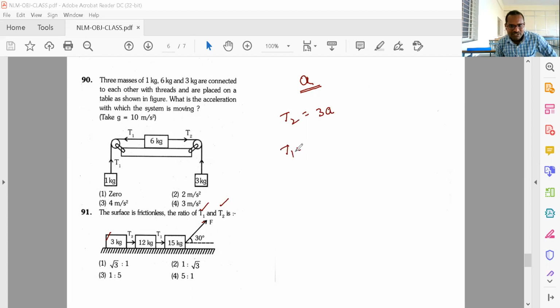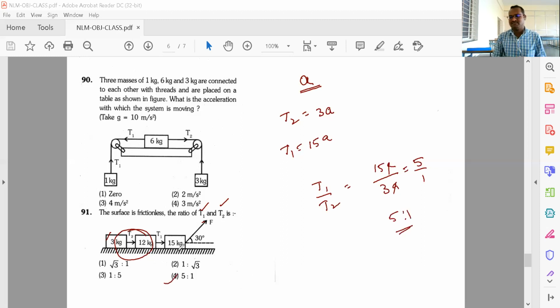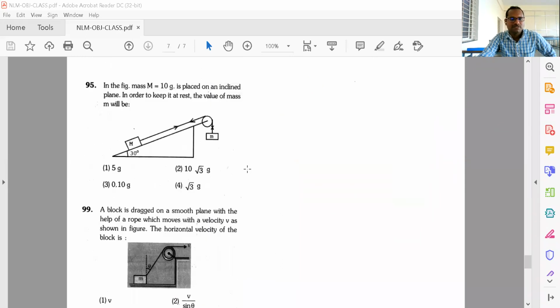And tension T1 is due to what? Due to both these blocks. 3 plus 12 kg is 15 kg into acceleration. To take the ratio between T1 and T2, how much? T1 is 15A, T2 is 3A, A cancels, it is 5 by 1. Correct? So 5:1 is the answer. Option 4 is the right answer. Okay, easy solution.